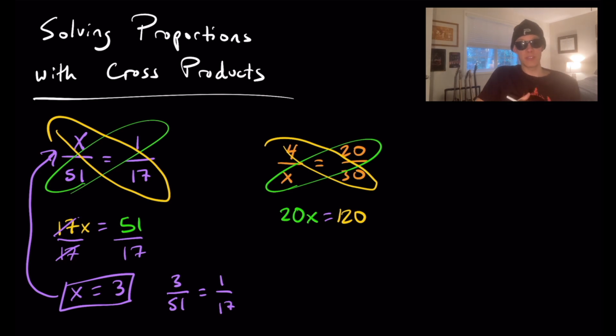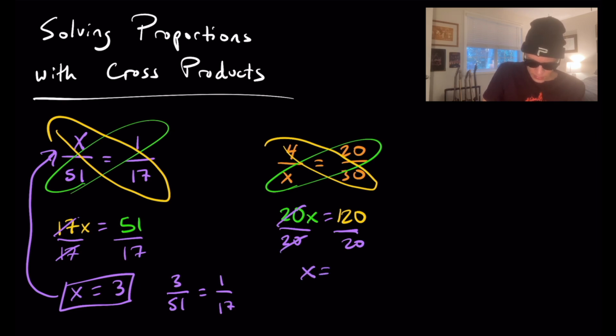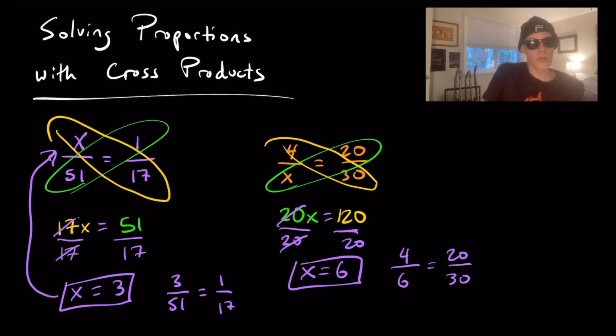I like to put the term with the variable on the left side, but it doesn't matter, just as long as one goes on one side and the other goes on the other side. And then to isolate x, to get it by itself, since it's being multiplied by 20, I'll divide both sides by 20 and get x is equal to 6, which means that 4 over 6 is equal to 20 over 30.